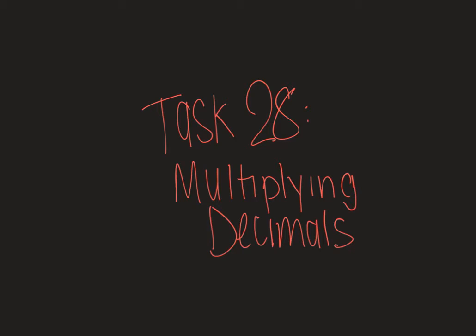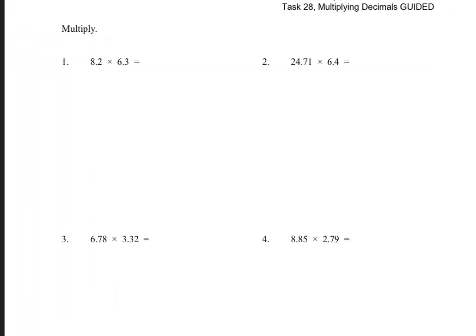All right, here we are, multiplying decimals. When we multiply decimals, we're actually going to do it in the same manner as we did whole numbers. We just have to figure out what to do with the decimal. And for this one, it's a little bit different.